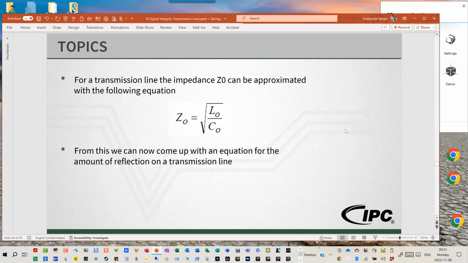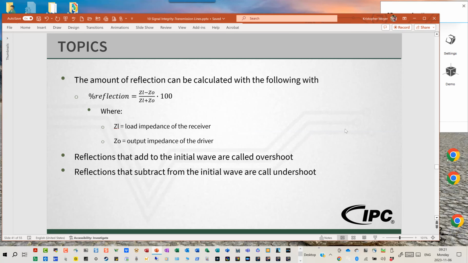Okay, so from this, we can come up with an equation for the amount of reflection on a transmission line. The amount of reflection can be calculated with the following formula. Percent of reflection is ZL minus Z0 over ZL plus Z0 times 100, and that's to give it in percentage. If you want just a multiplier amount, you simply don't multiply by 100, and then you get a coefficient, reflection coefficient rho, which we talked about in course 1. Where ZL is the load impedance of the receiver and Z out is the output impedance of the driver.